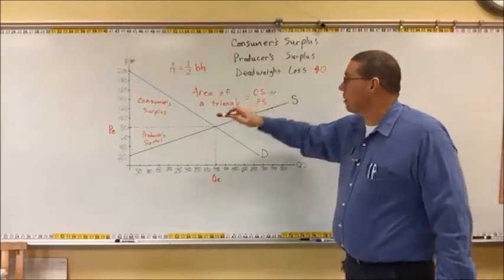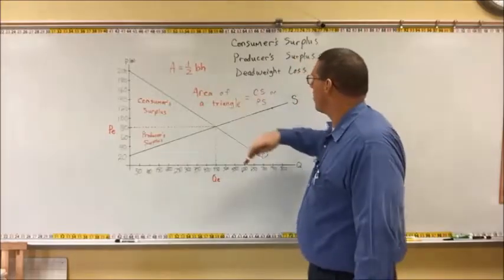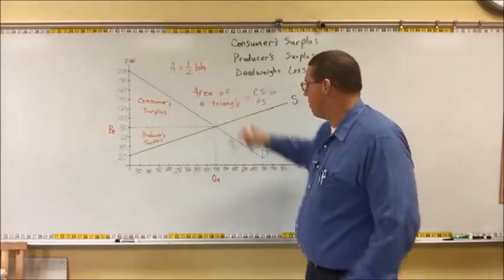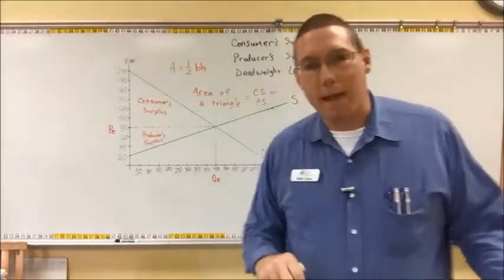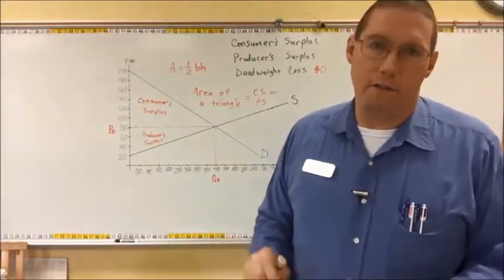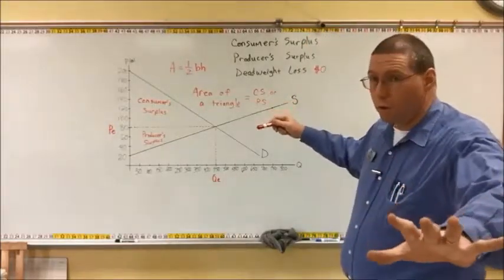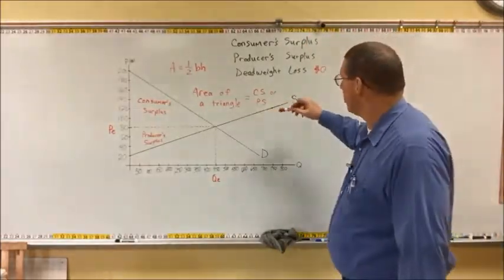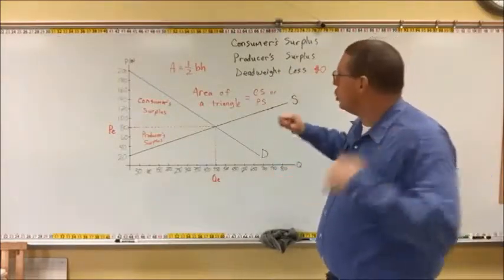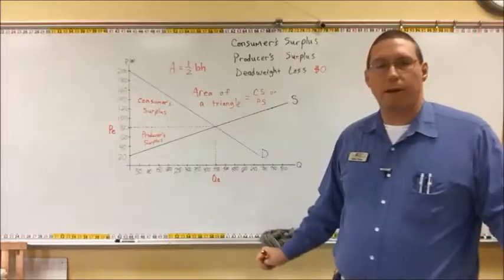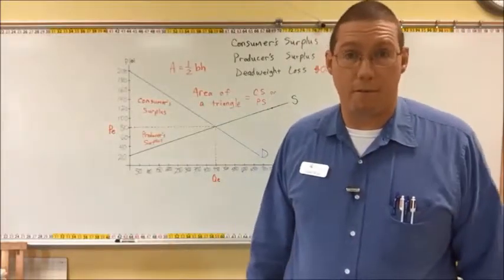To calculate consumer surplus, you're going to do 1/2 base times height. Producer surplus, 1/2 base times height. Deadweight loss, 1/2 base times height. The question is, how do we find the base and how do we find the height of these triangles? Also, I want to warn you that when we get to the situation where there's a deadweight loss, it's not going to be just a triangle, it's actually going to be a triangle and a rectangle. But rectangles are even easier, they're just base times height.